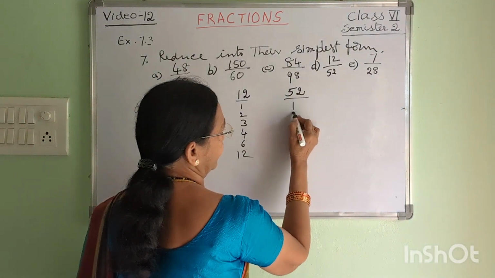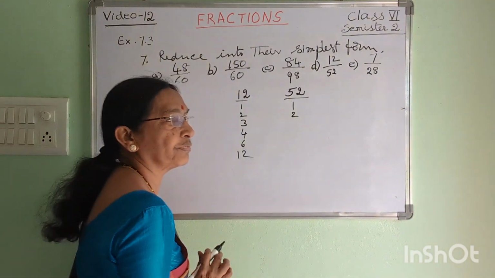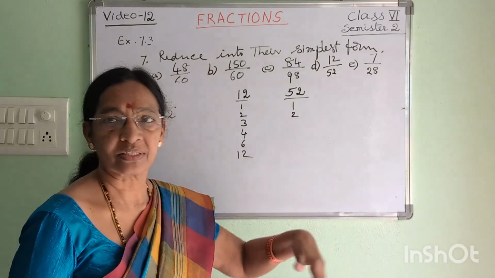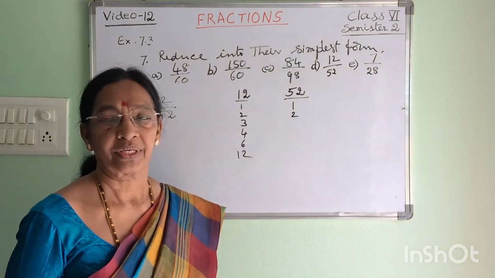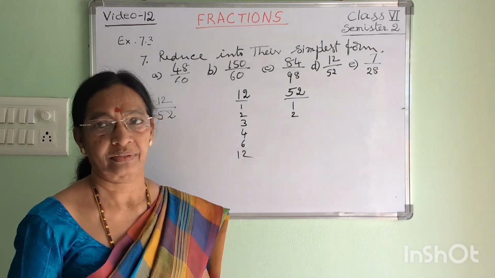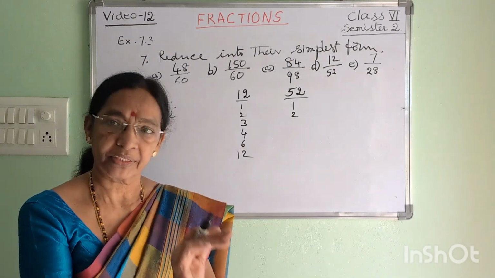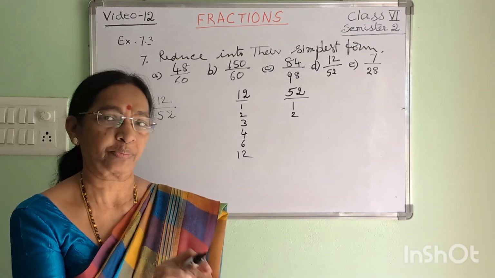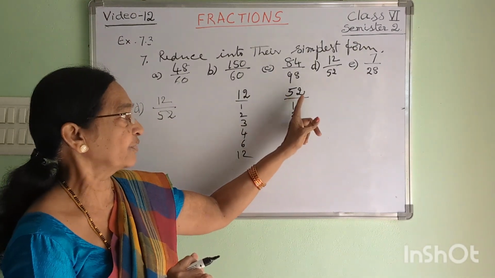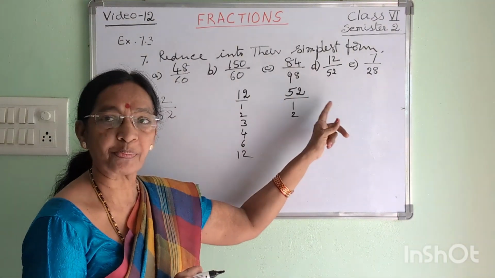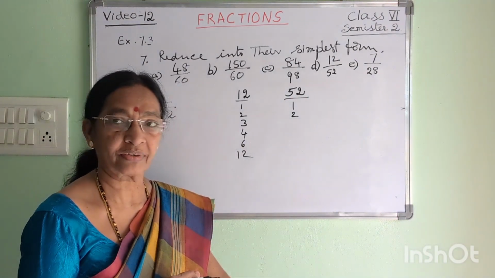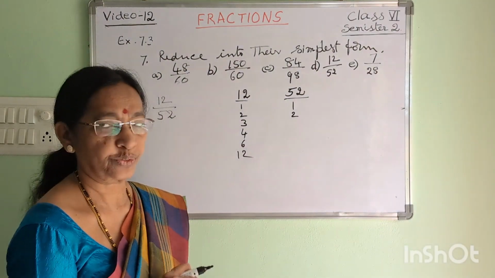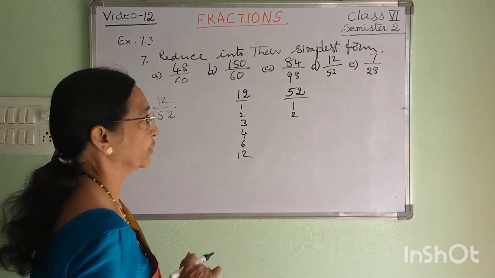Here 1 is a factor, 2 is a factor, 3, for 52, 3 is not a factor because the sum 5 plus 2 is 7, which is not divided by 3. Therefore, 3 is not a factor. A number is divided by 3 only when the sum of the digits of the number is divisible by 3. Here the sum of the digits of the number is 5 plus 2, 7. 7 is not divisible by 3. Therefore, 52 is not divisible by 3. So, 3 is not a factor of 52.